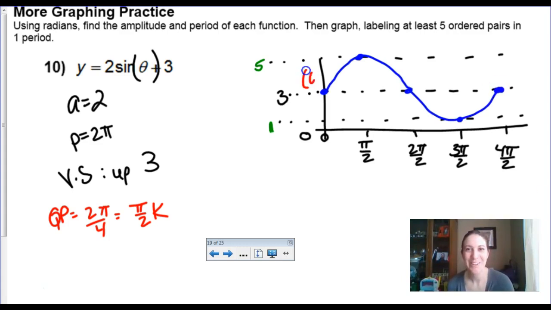So this ordered pair is 0, 3. This ordered pair is pi over 2, 5. Let's say that's pi, comma 3. This is 3 pi over 2, 1.